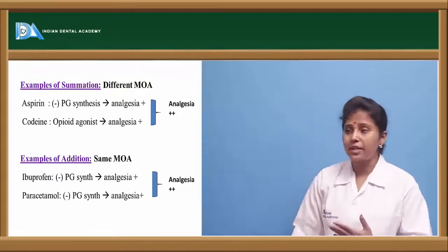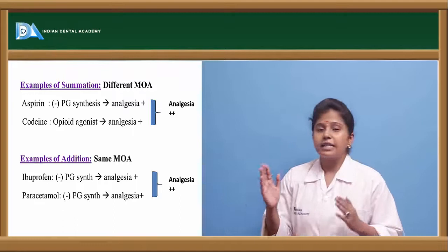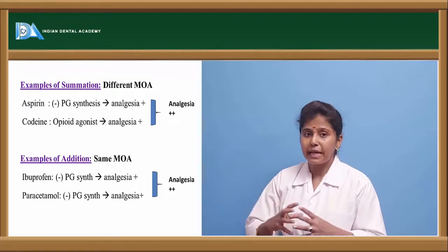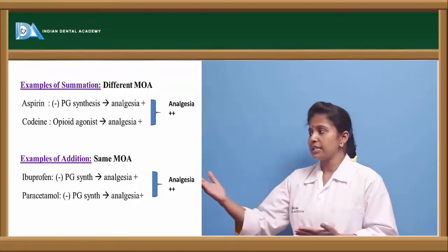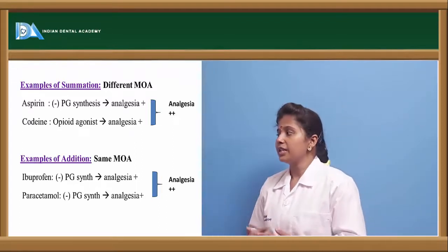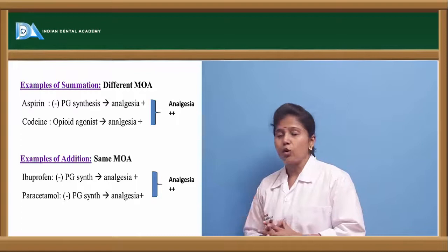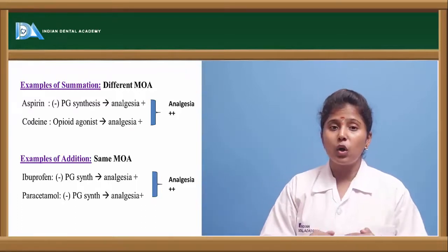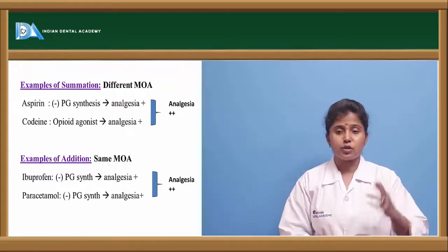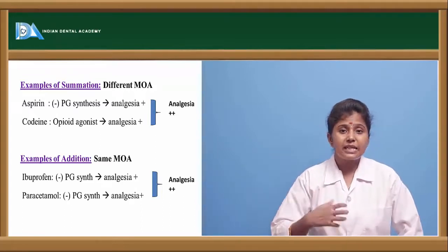If we see the example of summation, what is addition? Here we are combining two drugs with different mechanisms of action. How are they showing the additive effect? For example, aspirin inhibits prostaglandin synthesis and thereby shows the effect of analgesia. It is reducing the pain. And codeine acts by another mechanism, as an opioid agonist, binding to the opioid receptor and thereby reducing the pain. So mechanisms are different, but the result is the same. If we combine these two drugs, the analgesic activity is increased.